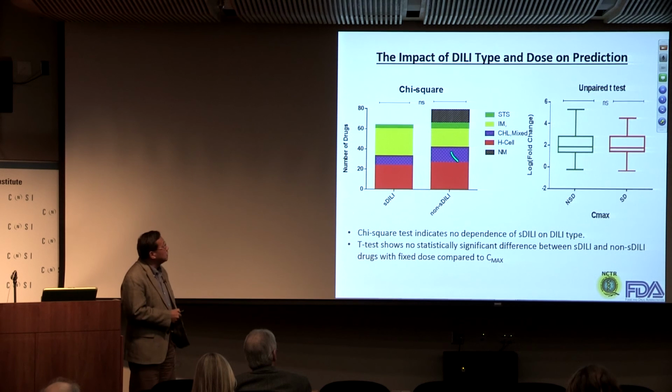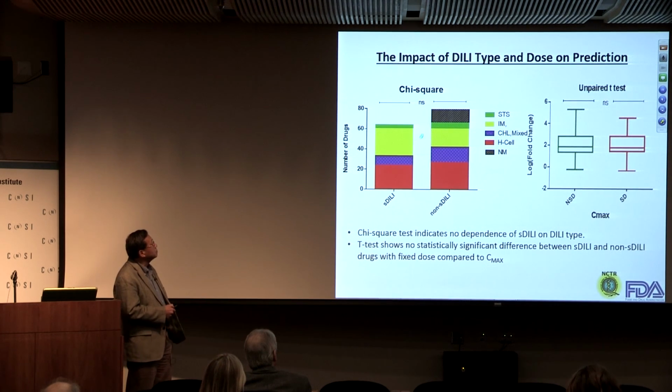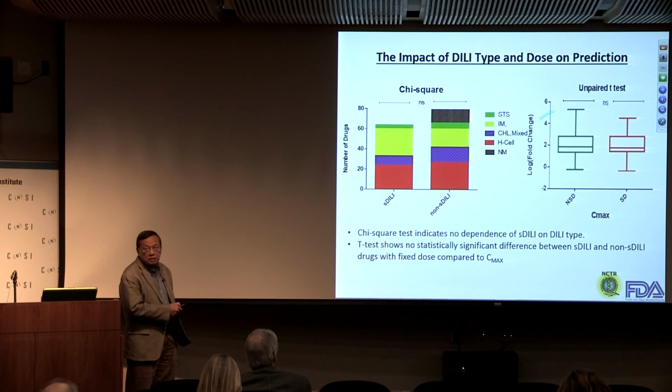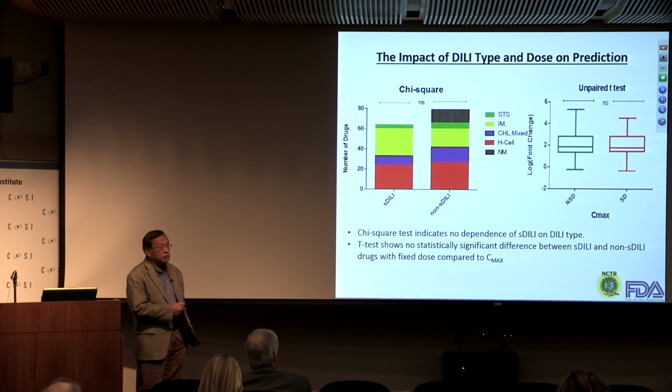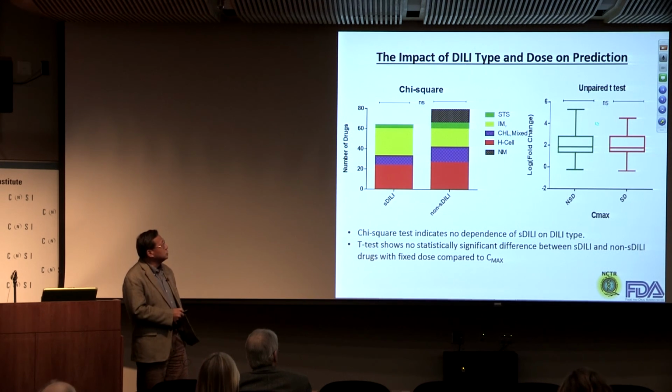Before doing the experiment, we tried to see any effects on the clinical phenotype between the severity group and the non-severity group. Here is the proportion of different clinical phenotypes, and we did a chi-square. There is no statistical difference between the two groups. So the severity is dominated by the hepatocellular drugs, but it's not influenced only by the hepatocellular drugs.